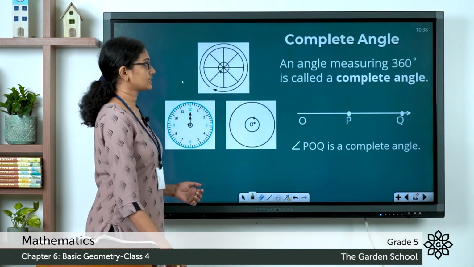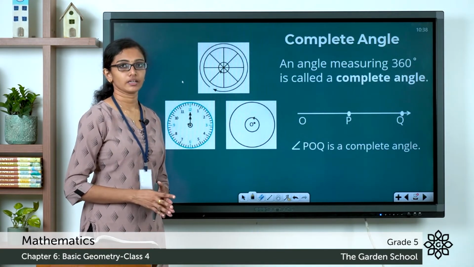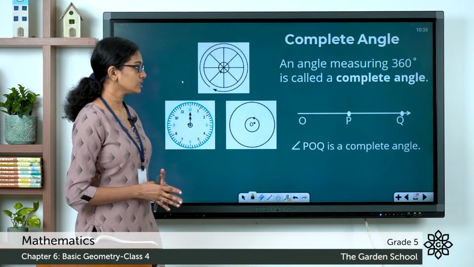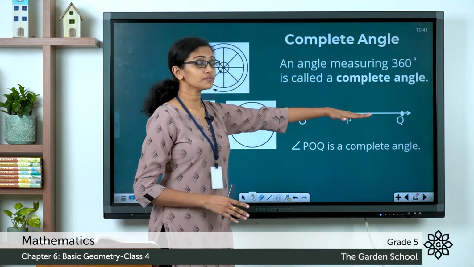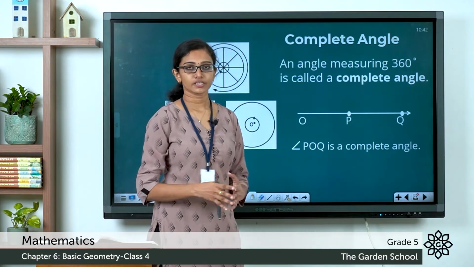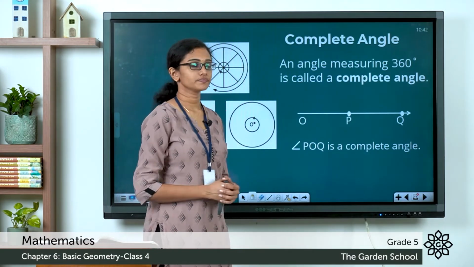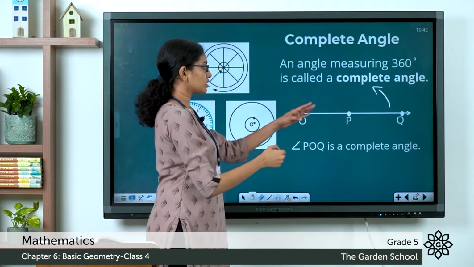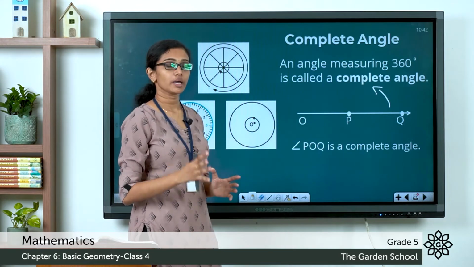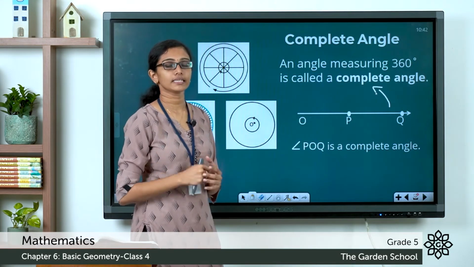Now we will see the next type. It's called a complete angle. What would be a complete angle? Look at this ray here. Suppose this is at an initial position of 0 degree. Like this. It is turning around this point O. And it keeps on turning. And when it reaches the opposite direction, it would have turned to an angle of 180 degree.